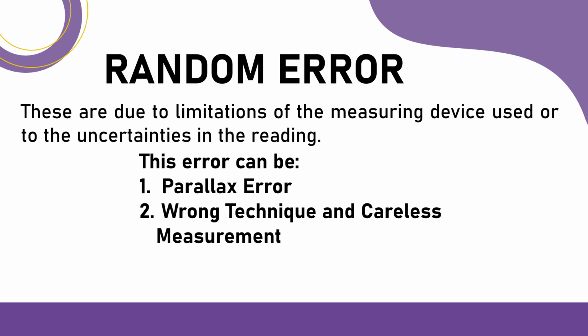Parallax error refers to the apparent shift in an object's position as it is viewed from different angles. For wrong techniques, it actually depends on the person measuring. Let's say you are about to measure centimeters, but you have recorded the measurement in inches.